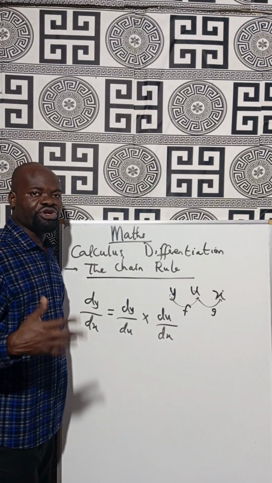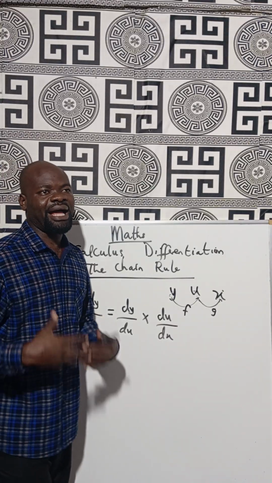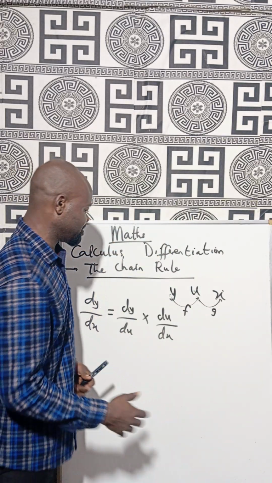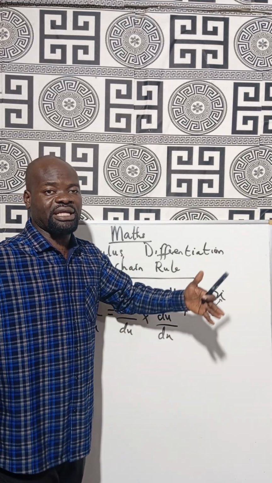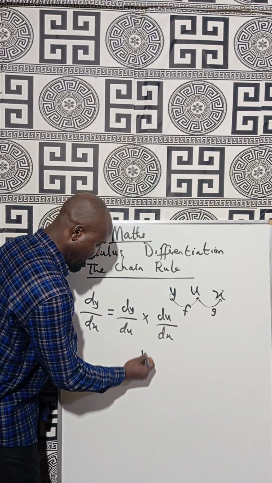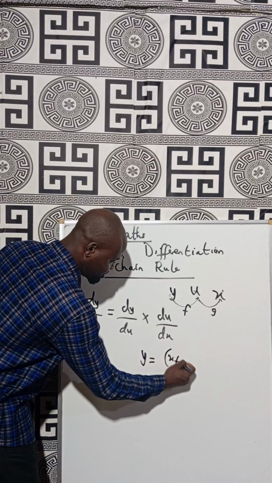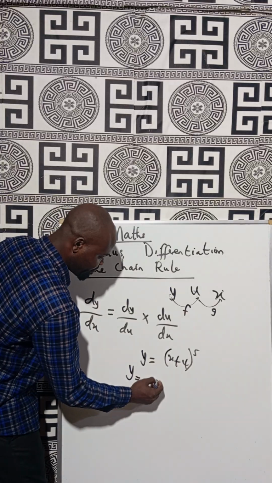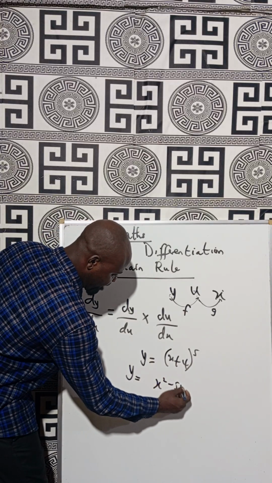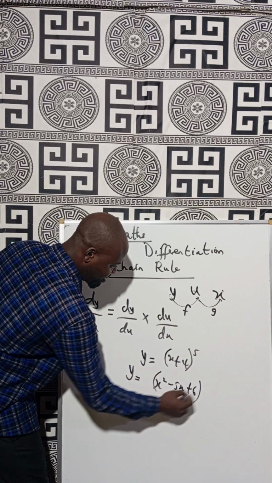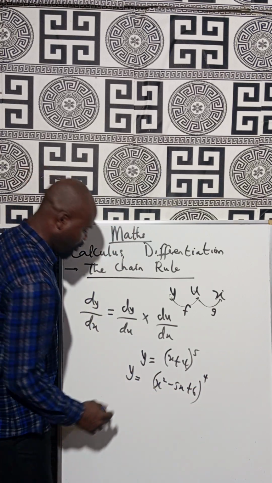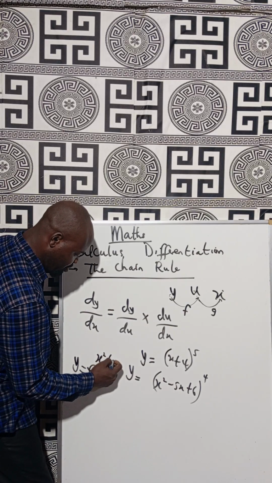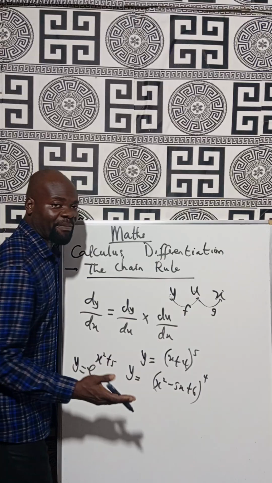Now, why do we use the chain rule? How will the question look for us to know that we're going to apply the chain rule? Let me explain to you. If you see that you're having a long expression, for an example, y equals (x plus 4) raised to power 5, or y equals, let's say, (x squared minus 5x plus 6) raised to power 4, or y equals exponential raised to power x squared plus 5, we are going to apply the chain rule.